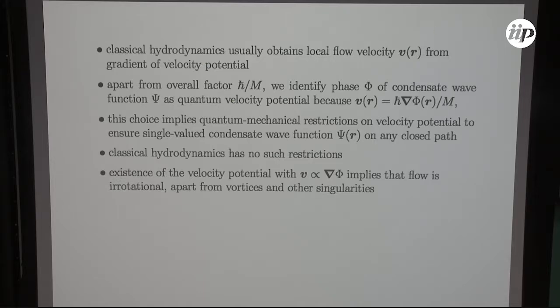Now, in usual classical hydrodynamics, you obtain the velocity from the gradient of a velocity potential. And basically, we identify the phase of the condensate wave function, apart from a constant, as the velocity potential. In classical hydrodynamics, there are no restrictions on the velocity potential. Because it's the phase of a quantum mechanical wave function, you also have restrictions associated with single-valuedness around various closed paths. And the interesting thing about a cylinder is you have a new additional closed path.